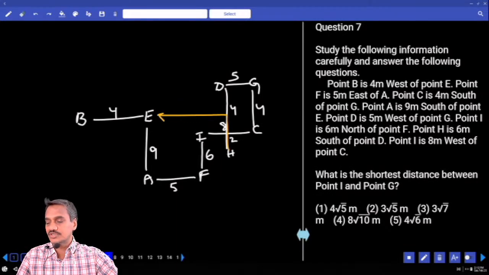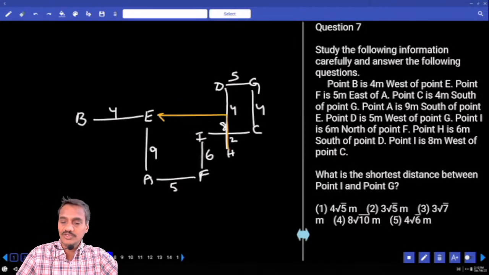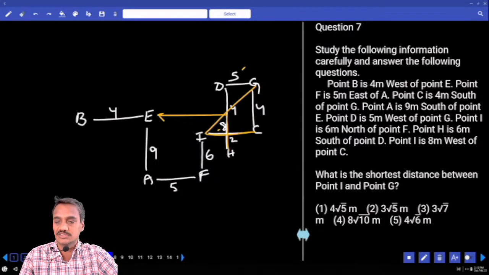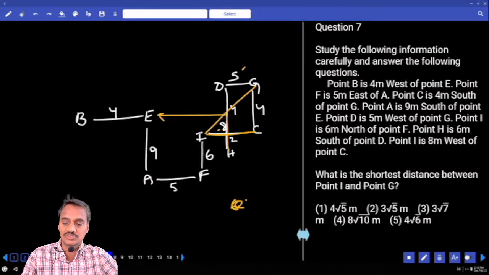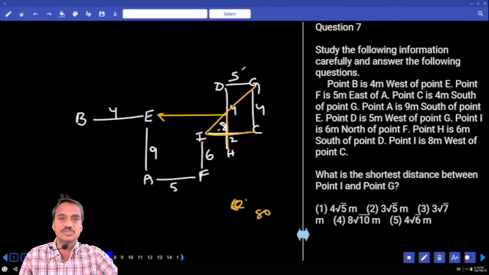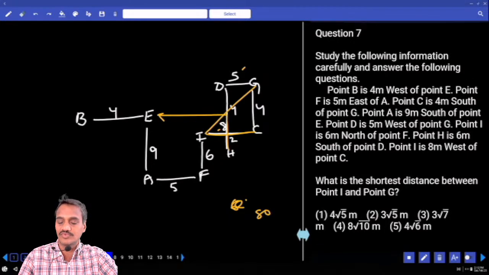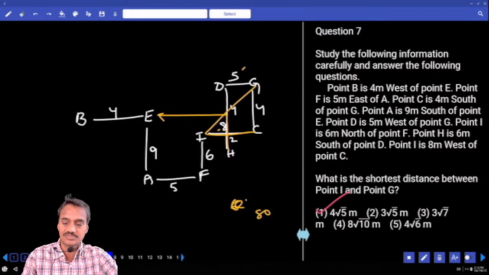And seventh one, what is the shortest distance between I and G? Now we need to find out the shortest distance between these two. Tell me what is the distance we have? The horizontal distance is 5 and this is 8, total is 8. And 8 and 4. 8 squared plus 4 squared is how much? 8 squared 64 plus 16, 80. Now 80 can be written as 16 into 5, and root 16 is 4, so 4 root 5. That is choice 1, question number 7.